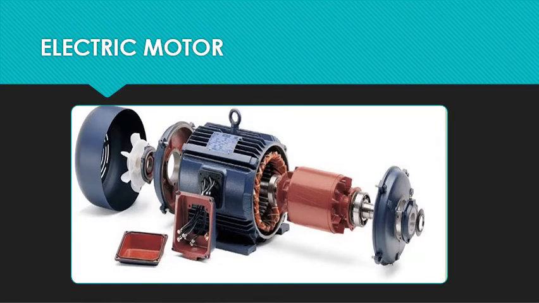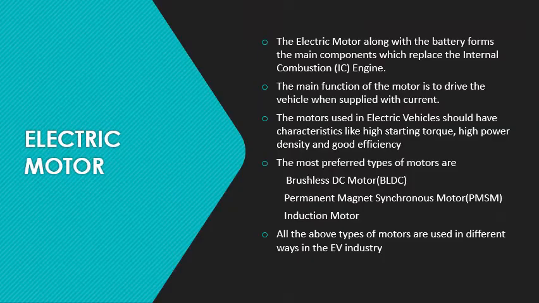Now let us discuss about the electric motor. The electric motor along with the battery forms the two main components which replace the internal combustion engine and the fuel tank. The main function of the motor is to drive the vehicle when supplied with current. The motors used in electric vehicles should have certain characteristics like a high starting torque, high power density and good efficiency. The most preferred types of motors are brushless DC motors, permanent magnet synchronous motors and induction motors.